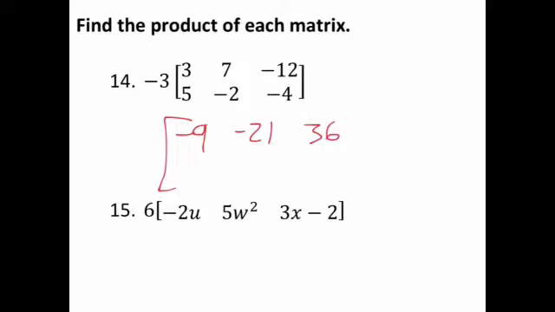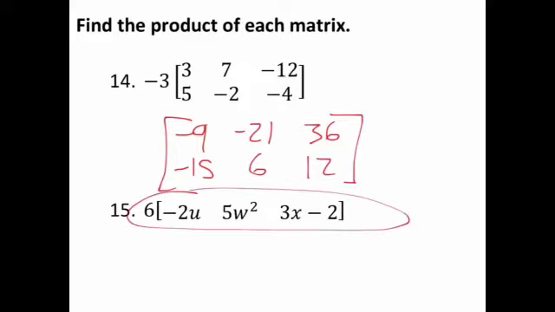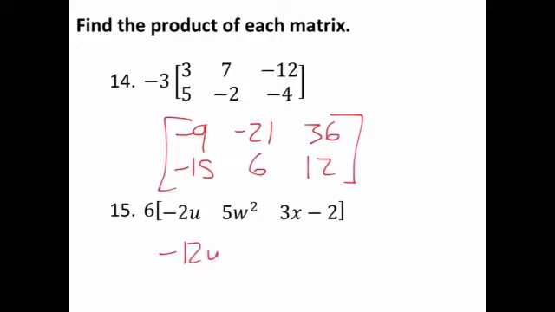5 times negative 3 gives us negative 15. Negative 2 times negative 3 gives us 6. And negative 4 times the negative 3 out front is going to give us positive 12. And that's the whole answer for 14. On 15, we actually only have one row, but you still can multiply by that number right out front. So that negative 2u times 6 is going to give me negative 12u.